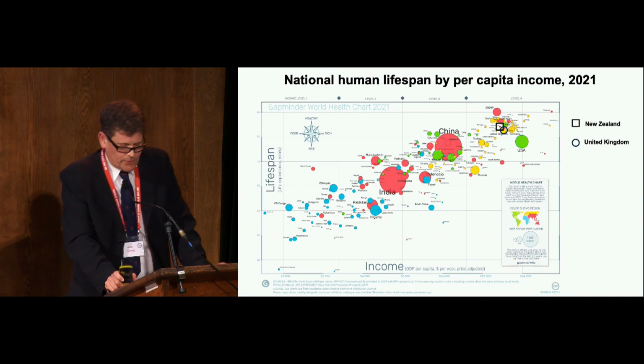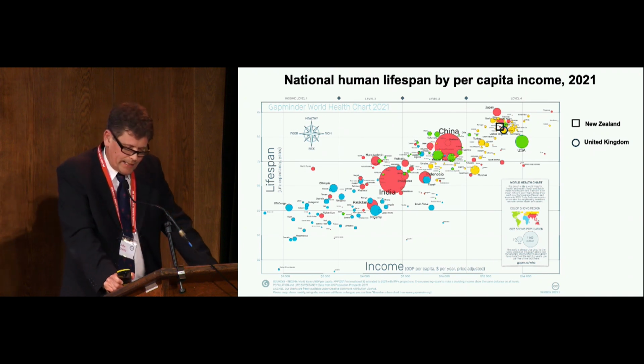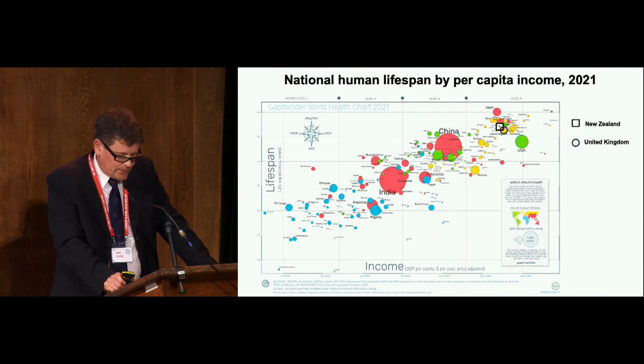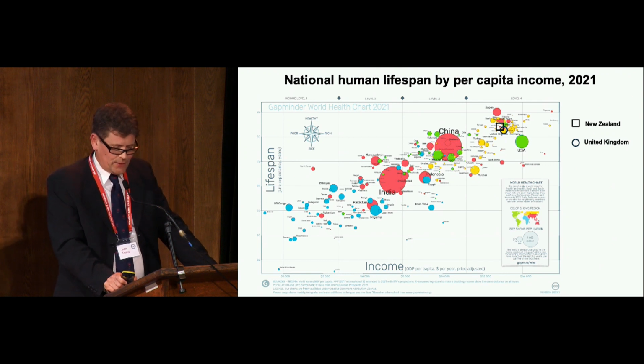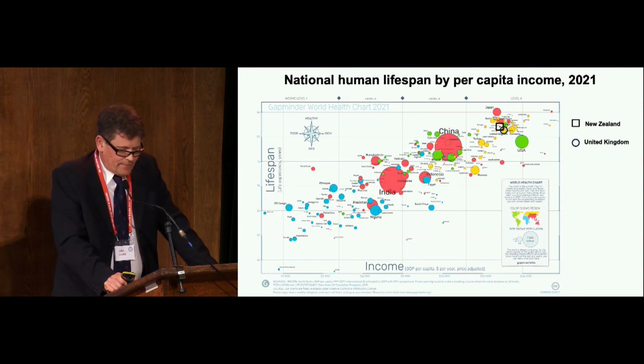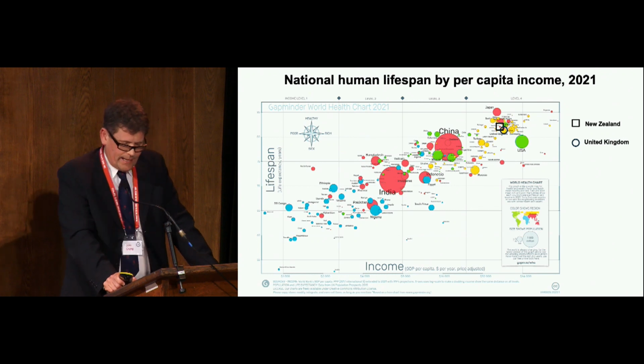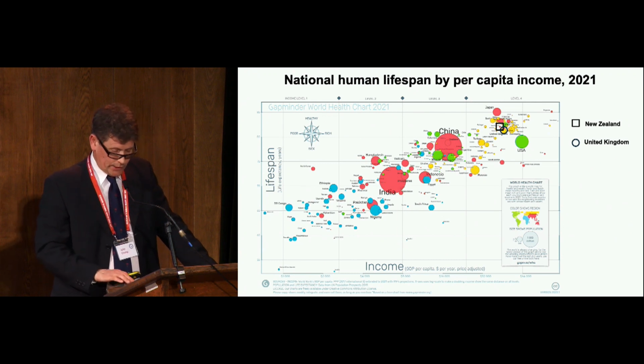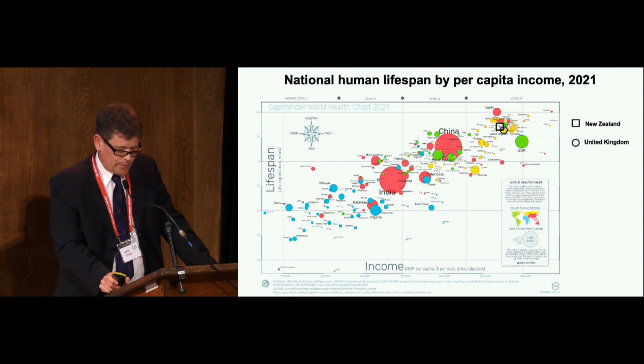So I'd like to finish with this slide from Gapminder, displaying one health indicator, national human lifespan, by per capita income for 2021. New Zealand's highlighted with a black box and the UK with a black circle. And for the time being, we're reminded that there remain heavy responsibilities to afford equal respect and consideration to distant people we don't yet know and who experience poorer health outcomes than we do.